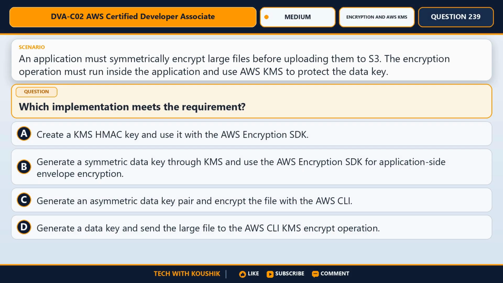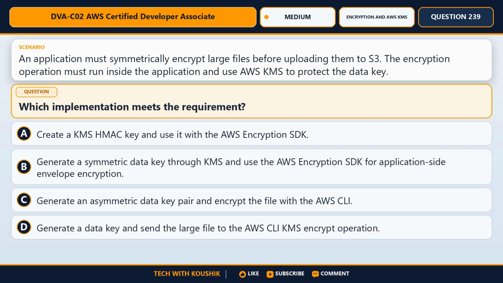Question number 239. An application must symmetrically encrypt large files before uploading them to S3. The encryption operation must run inside the application and use a KMS key to protect the data. Which implementation meets the requirement?